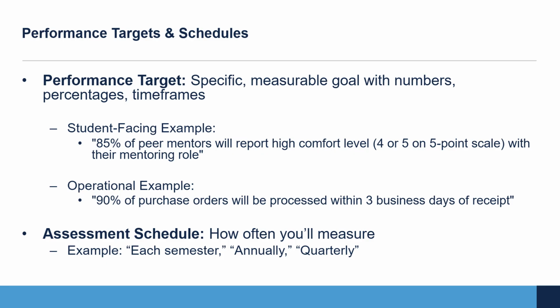Performance targets define success numerically, include specific numbers, percentages, and timeframes. For a student-facing example, 85% of peer mentors will report high comfort level, 4 or 5 on a 5-point scale, with their mentoring role. For an operational example, 90% of purchase orders will be processed within 3 business days of receipt. Assessment schedule indicates how often you'll measure, like each semester, annually, or quarterly. Make targets realistic but challenging.